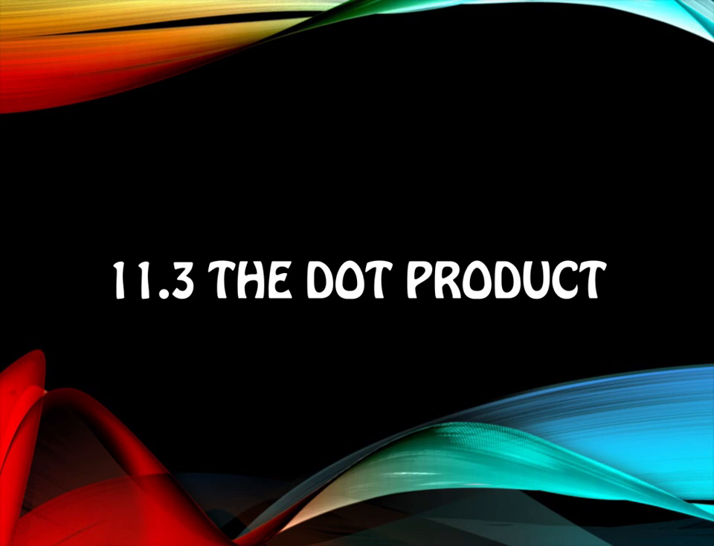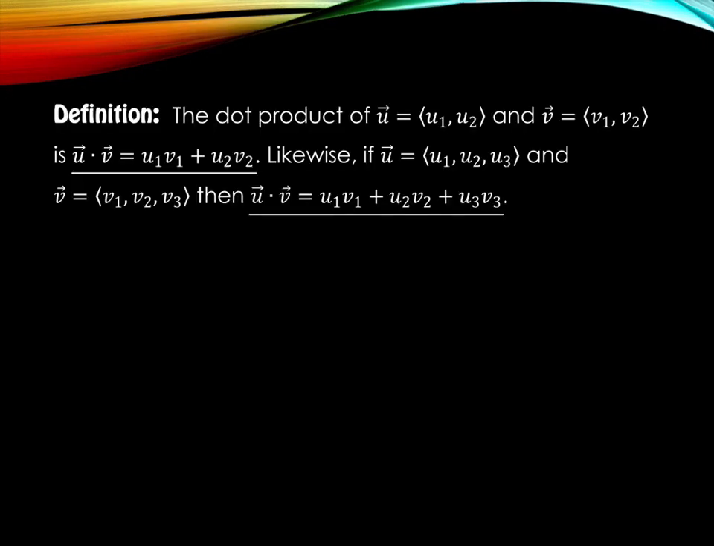In particular, one of the types of multiplication is called the dot product. The one we're going to encounter in 11.4 is called the cross product, okay? So the dot product actually takes two vectors and it gives you a scalar when you're done. So if you have a vector u that's u1, u2, and a vector v that's v1, v2, then the dot product is the multiplication of the individual components, and then we add them together.